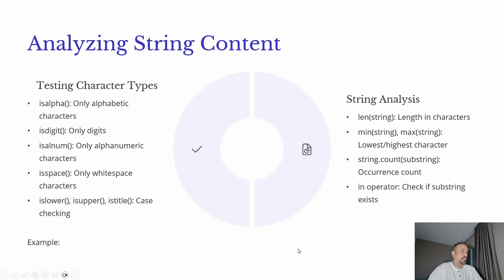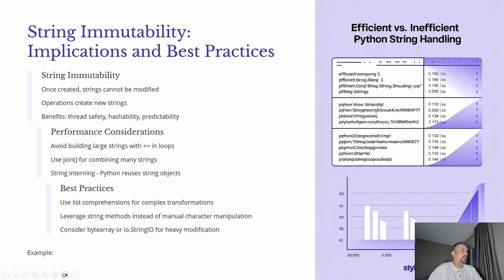Now let's go back to our slide and see what we have. Now we have the final one, that is string immutability. Strings in Python are immutable, meaning once created, they can't be changed. We have seen it and discussed it a lot of times. Any operation that seems to modify a string actually creates a new object in your memory. This has advantages. Some of the advantages are that strings are thread safe, hashable, and their behavior is predictable and consistent.